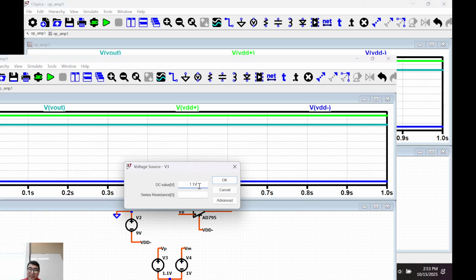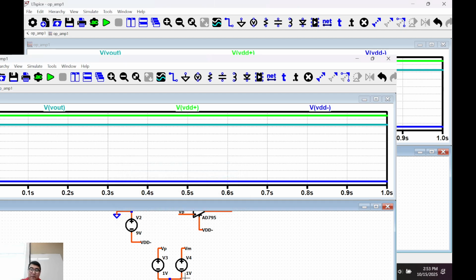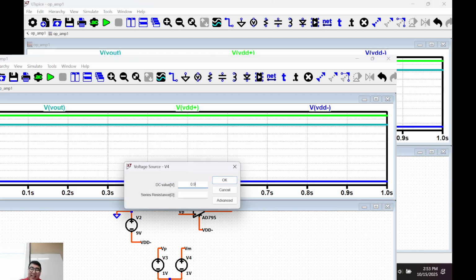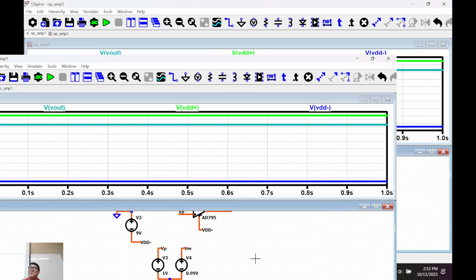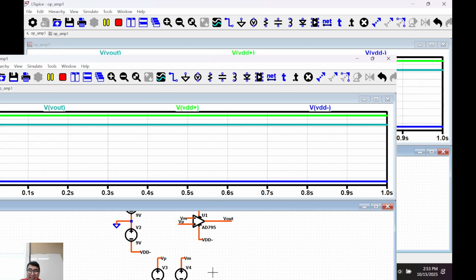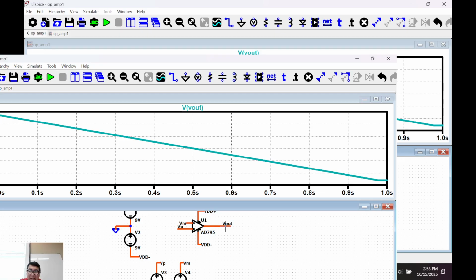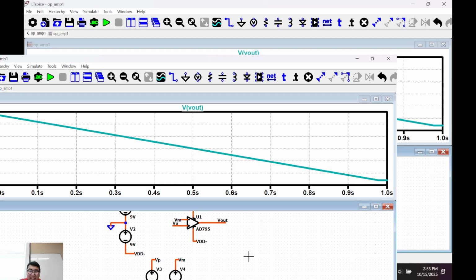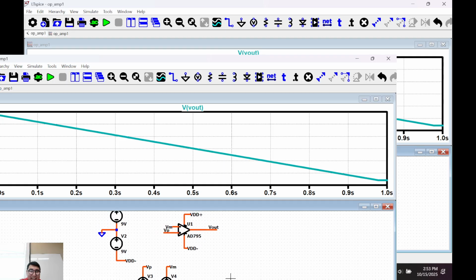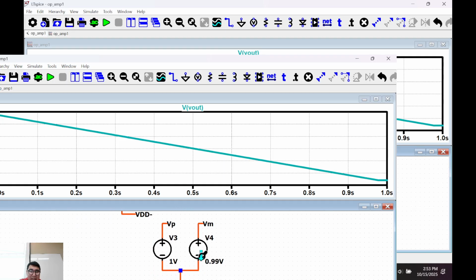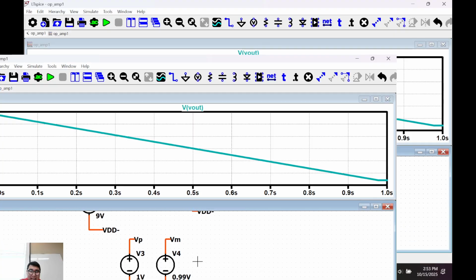What if I flipped it? So instead of it being 1 volt, right here is going to be 0.99 volts. What do you expect the output to look like? Let's see. V out. V minus. Huh. Why did it do that? V plus, V minus. Oh! I'm dumb. What did I do wrong?